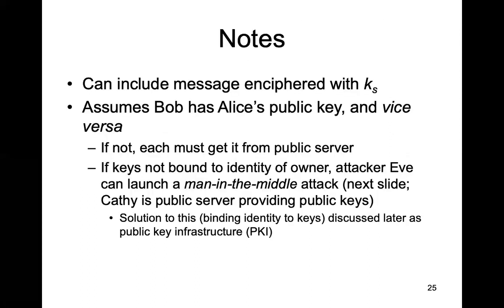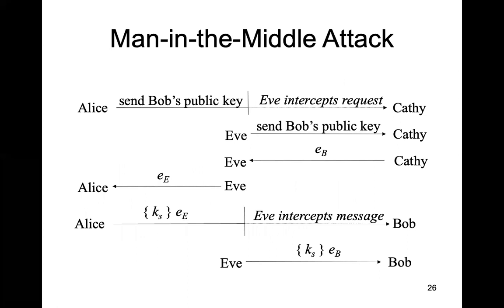Okay, so over here we are assuming that Bob has Alice's public key and vice versa. If not, you should get it from some public server. And if you are unable to know for sure that Alice's public key, in fact, corresponds to this entity called Alice, and Bob's public key corresponds to the entity called Bob, you can launch a man-in-the-middle attack. Okay, so let's see that. So here's a man-in-the-middle attack.